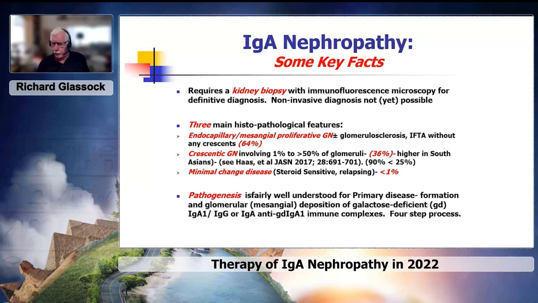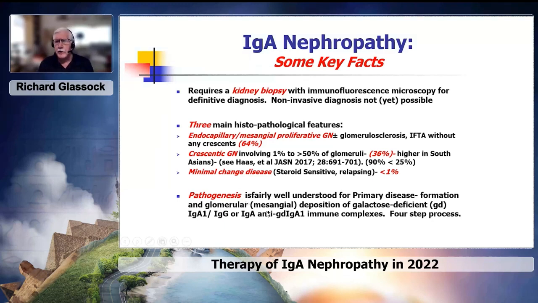IgA nephropathy should be familiar to all of you, but I will remind you of a few key facts. First of all, it requires a biopsy for diagnosis. We can't yet diagnose by non-invasive means. There are three basic patterns of injury: endocapillary or mesangial proliferative GN without crescents, about 2/3, superimposed crescents in about 1/3, and very uncommonly minimal change disease.